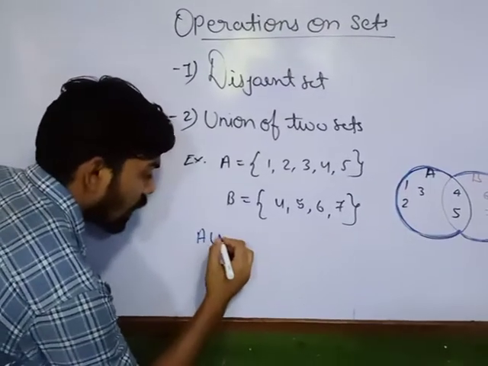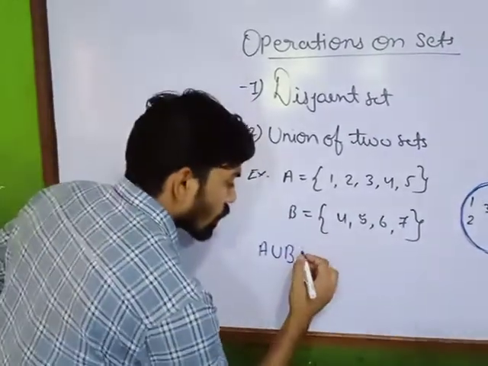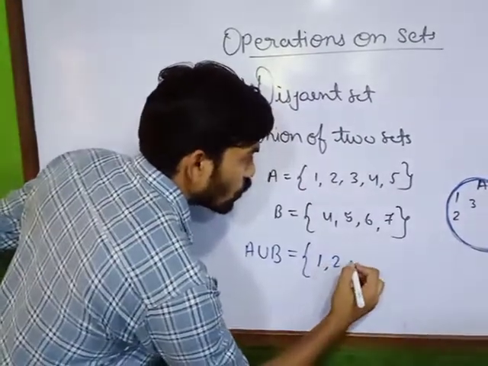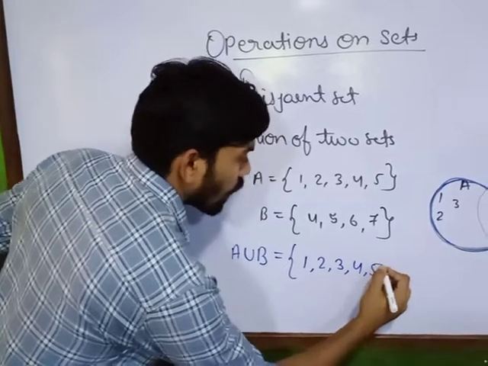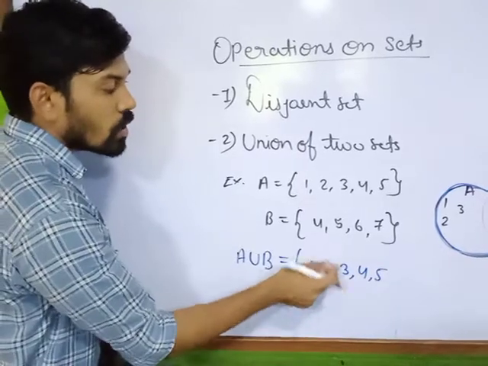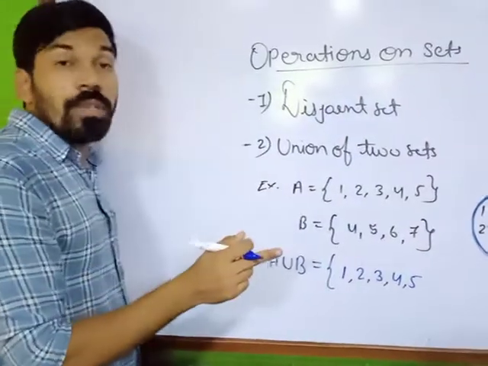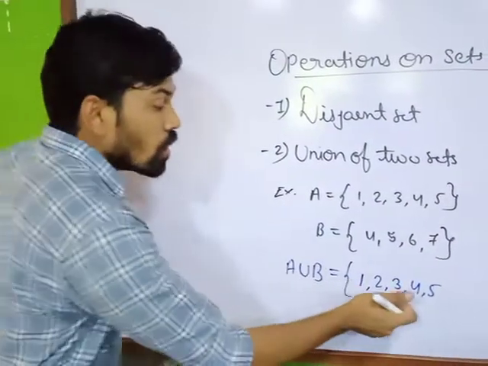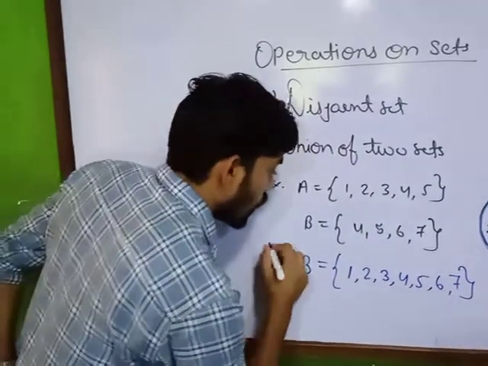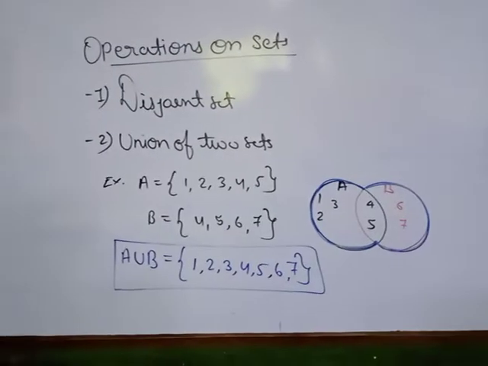Symbolically, we write A union B is equal to, in curly brackets, 1, 2, 3, 4, 5. Now the elements of set B are also included in the union, so it continues from 4, 5. As we learned, we do not repeat any element of any set. So 4, 5 we have already written, then 6, 7. So this is called A union B. This way we learn about A union B.